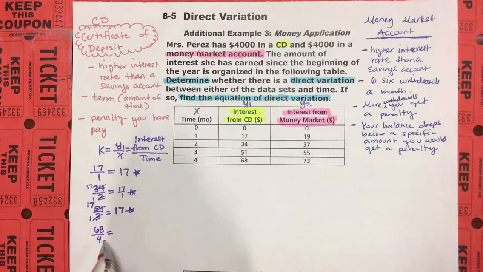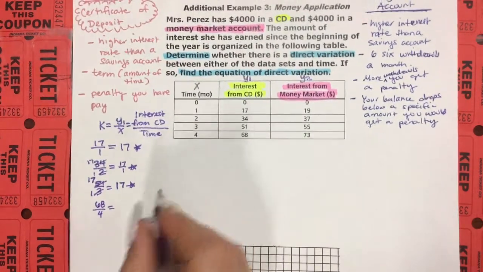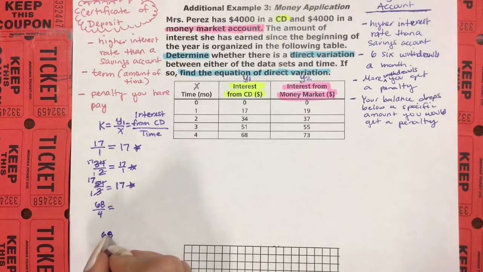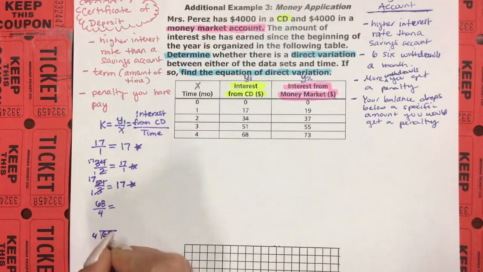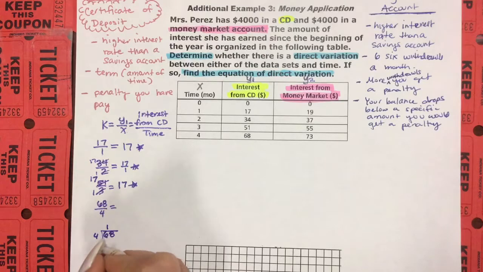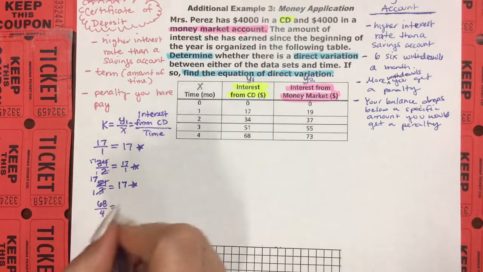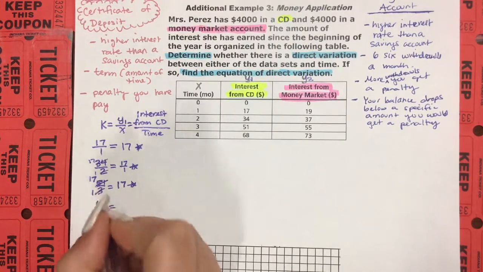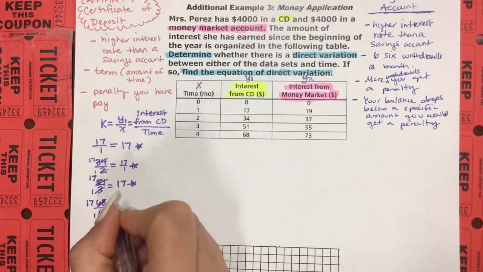Does 4 go into 68? Let me see here. So 68 divided by 4. 4 goes into 6 one time. 1 times 4 is 4. 6 take away 4 is 2. Drop the 8. 4 goes into 28 17 times. So yes, 4 goes into 68 17 times.